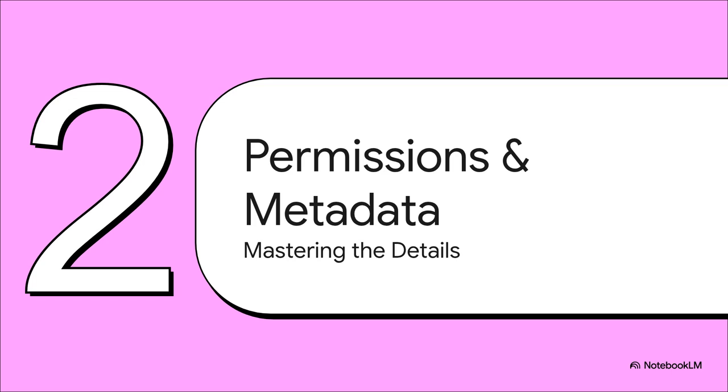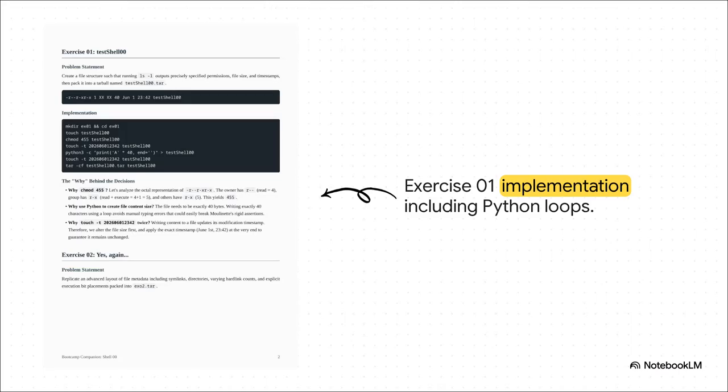Module 2, Mastering Permissions and Metadata. Look closely at the sequence in this implementation block for Exercise 01. We're creating a highly specific file structure with exact permissions, a precise size, and strict timestamps, which all eventually gets packed into a tarball. Notice how we use chmod 455 to lock in those read and execute permissions exactly. Then we invoke a Python loop, and finally, we use the touch utility with the -t flag to forge the exact timestamp to June 1st, 2342.